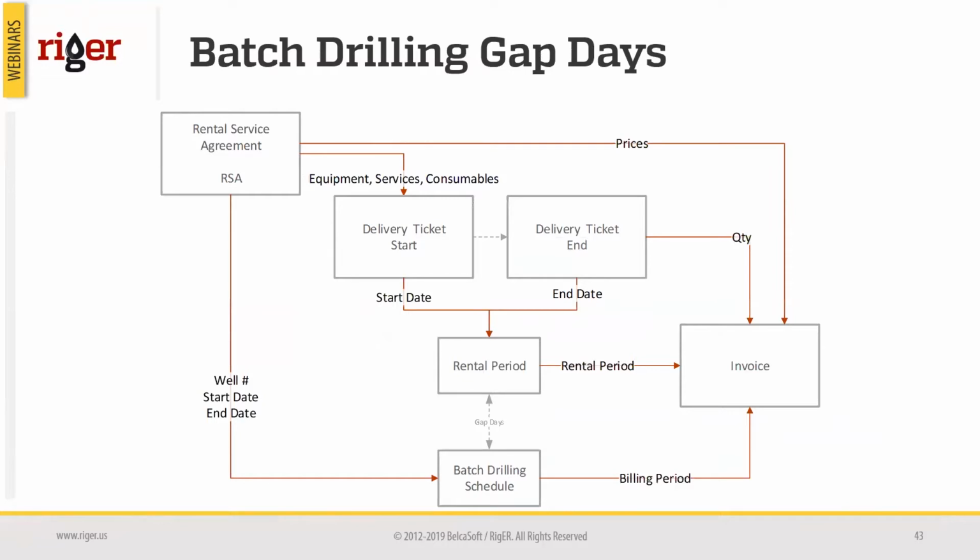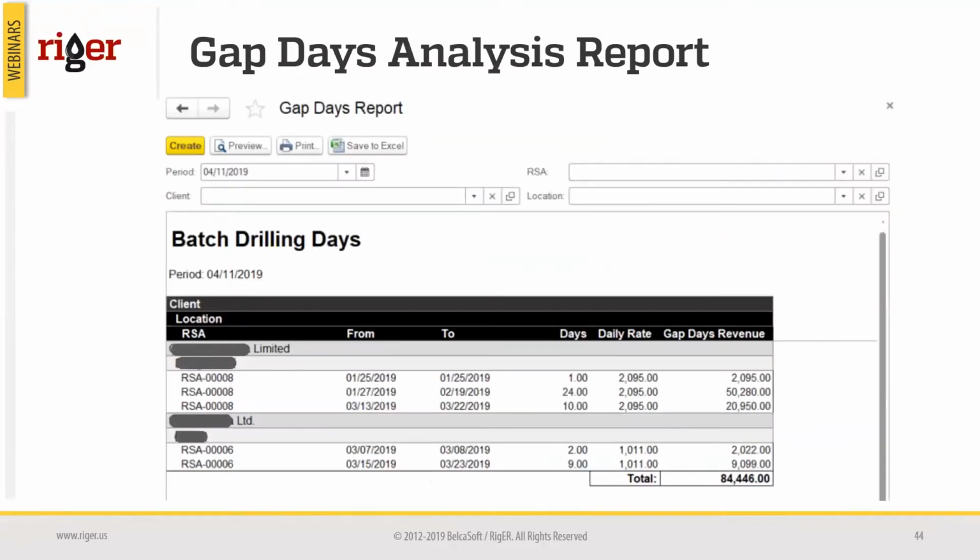So one of the problems which can appear with this batch drilling approach is that the rental period, which we calculated as the difference between start and end date, could be different from the batch drilling schedule. In this case, we can have gap days or missing invoicing days, which we need to restore and address to our client and ask what we need to do. To prevent that and to show that, we built a specific report, the batch gap days analysis report, which will show us what we're missing.